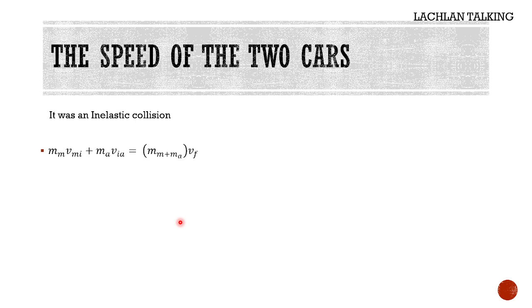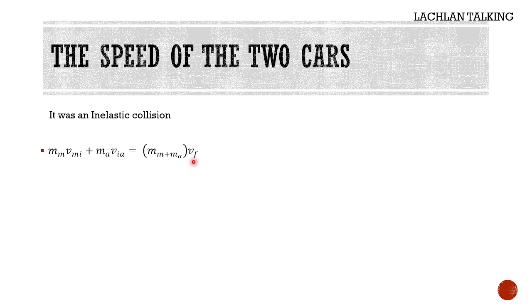The speed of the two cars, it was an inelastic collision, so we're able to use this formula: the mass of the Mitsubishi times the initial velocity of the Mitsubishi plus the mass of the Audi times the initial velocity of the Audi equals the mass of the Mitsubishi plus the mass of the Audi times the final velocity. In this one, the final velocity is the initial velocity we found in the last slide because we're looking at before the crash. And this is the speed of the cars before the crash. This is the speed of the cars at the start of the crash.